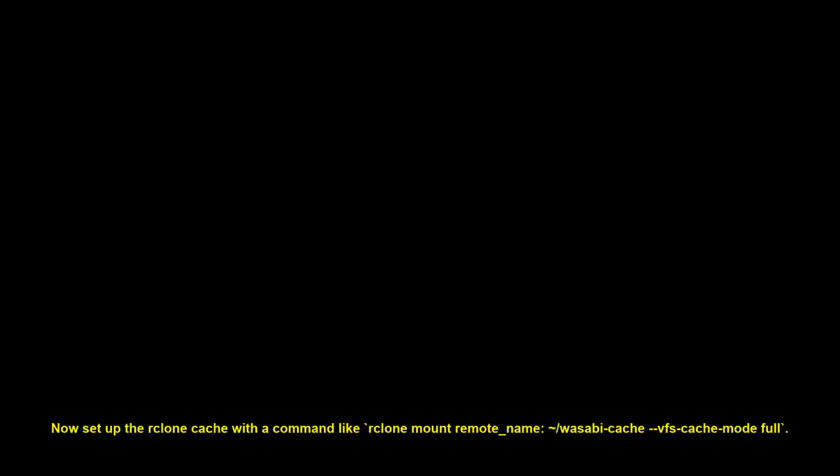Once connected, create a local directory for caching. You can do this by running mkdir /wasabi-cache. Now set up the rclone cache with a command like rclone mount remote_name:/wasabi-cache /vps-cache --vfs-cache-mode full. In this command, replace remote_name with your configured Wasabi remote. This will allow you to cache files locally for efficient access.